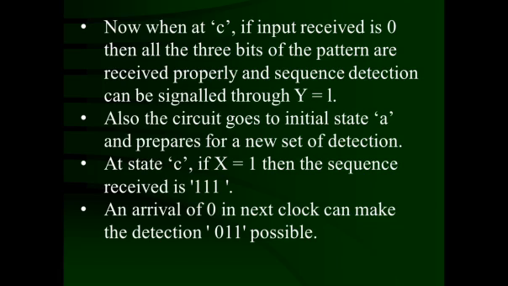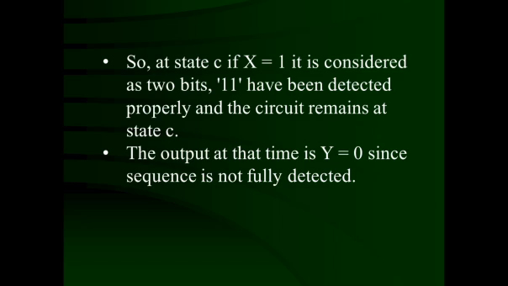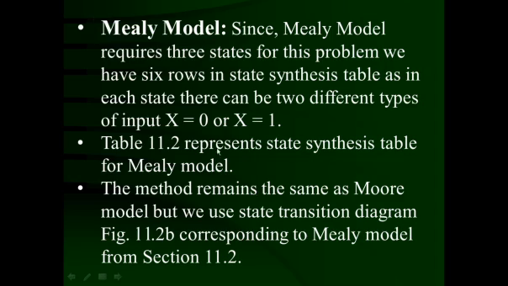At state C, if x is equal to 1, then the sequence receives the data 1 1 1, and arrival of 0 in the next clock can make the detection of 0 1 1 possible. So at state C, if x is equal to 1, it is considered that 2 bits 1 1 have been detected properly, and the circuit resides at the state C only. The output at the time is Y equal to 0, since the sequence is not fully detected. Mealy model.